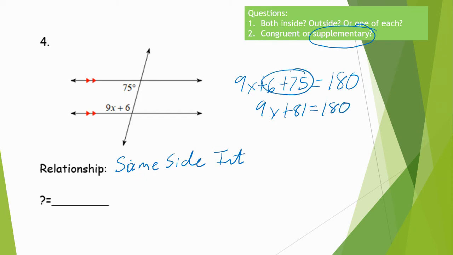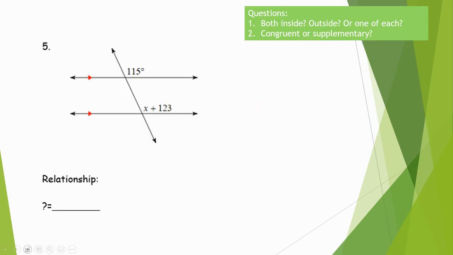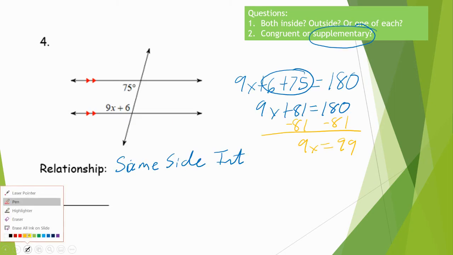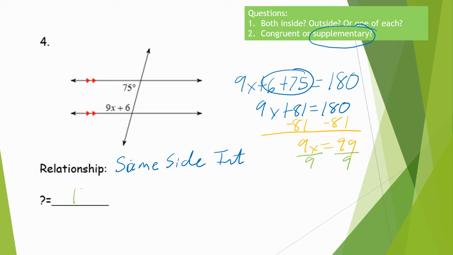So I combined those. Subtract 81, and we get 9x equals 99. Then we divide by 9, and x is going to be 11. That's x, not a question.